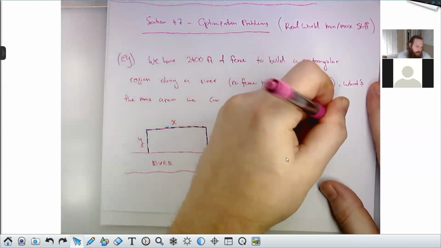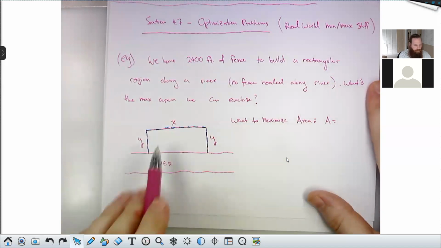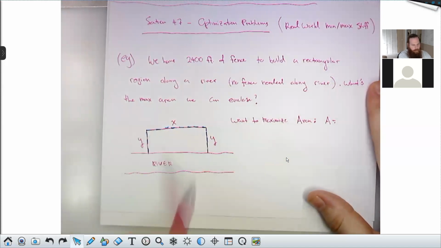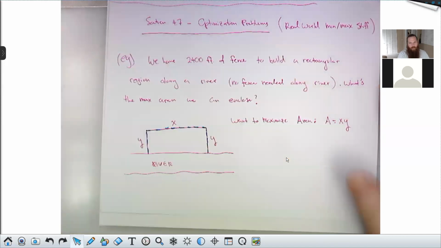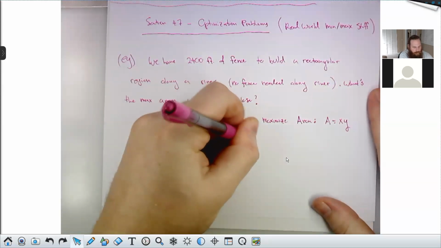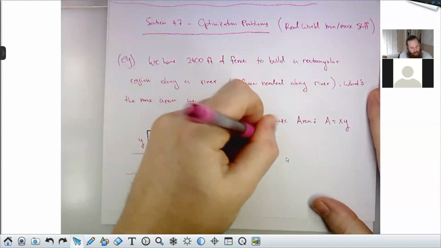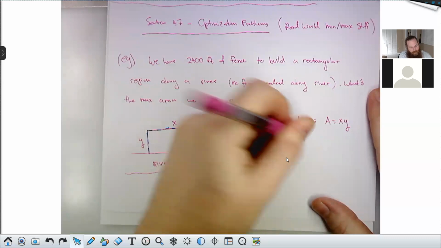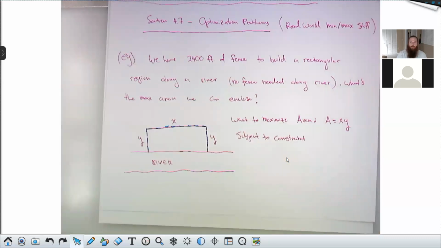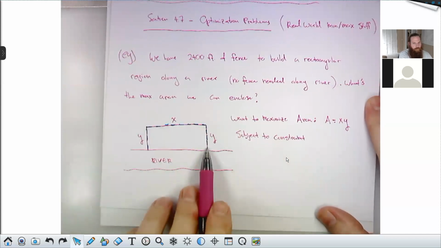And the area, A, well, it's a rectangle, so it's the length times the width, right? It's X times Y. It's the product of those two dimensions. And we're subject to the constraint that I only have 2,400 feet. So the perimeter has to be equal to 2,400 feet.